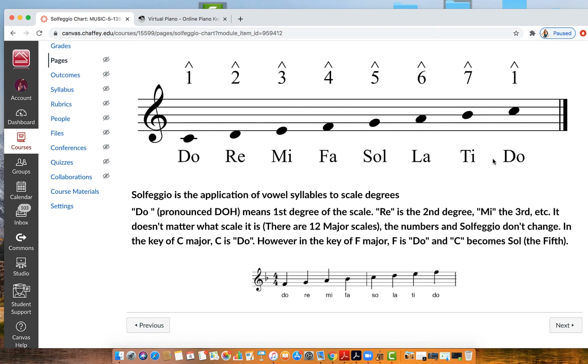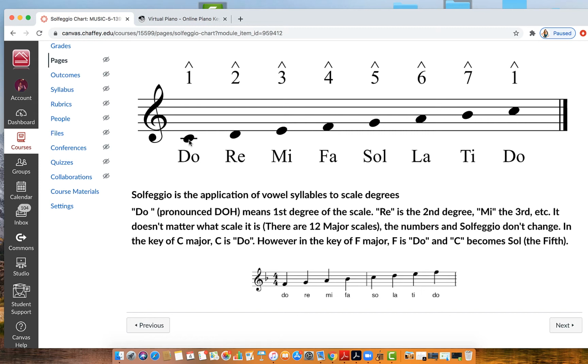Now, in a couple of other countries, especially Mexico, I can think of as one, it's a little bit different. What we have is called the movable do. The movable do means that if we change scales, do is always going to be where number one is. So in the key of A flat, that is do. In the key of D, D is do. That's called the movable do.